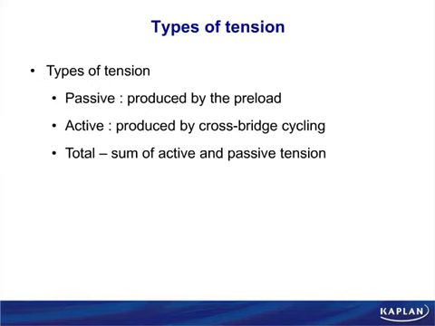So we have two types of loads, preload and afterload, and we're going to have three types of tension. The first is passive tension. This is the tension we just described, produced by the preload, the stretching of the muscle. The second type of tension is active tension, which we mentioned in the previous chapter. That's actin and myosin interacting, cross-bridge cycling. That's what produces active tension. And then hopefully it makes sense that the total tension is just the sum of the two, active and passive.